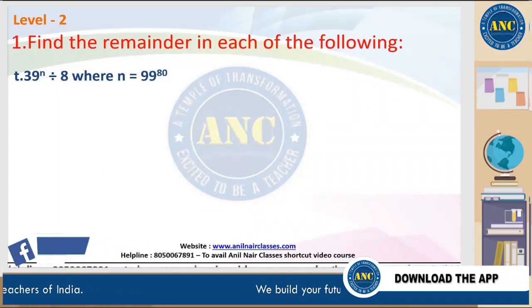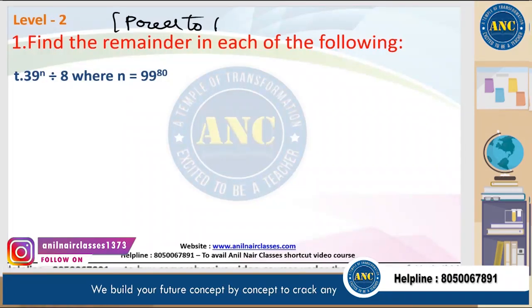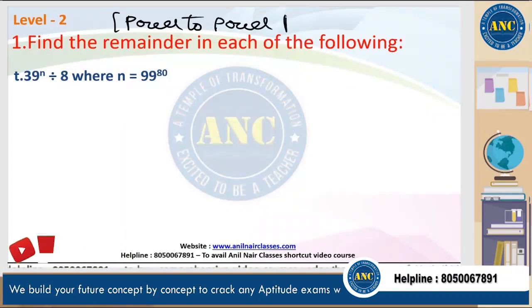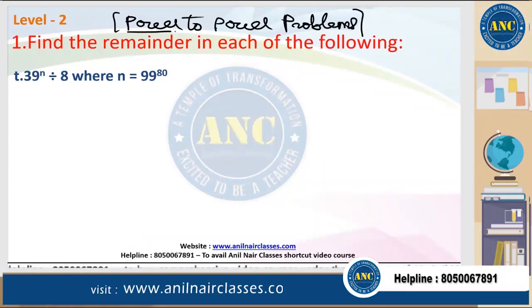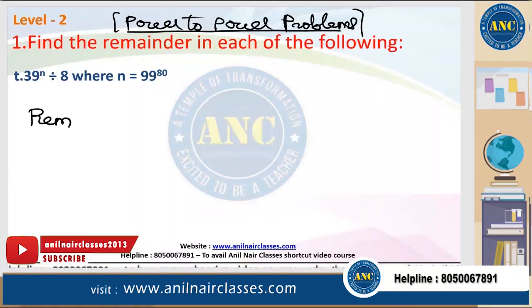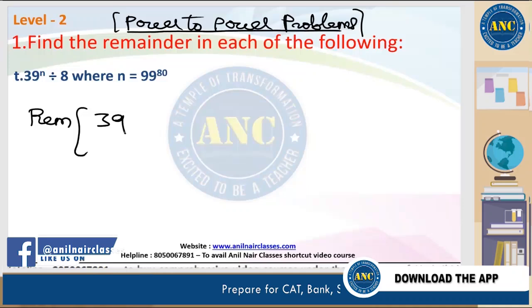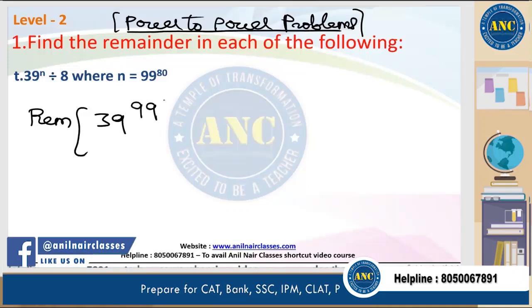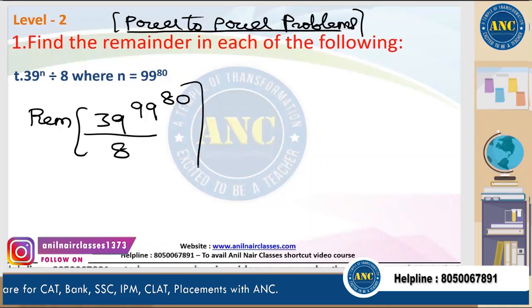Now, listen carefully. In level 2, we are discussing power to the power problems. Power to the power problems which we are discussing. First one. 4 questions I will discuss under this variety. 39 power n is 99 power 80 divided by 8.